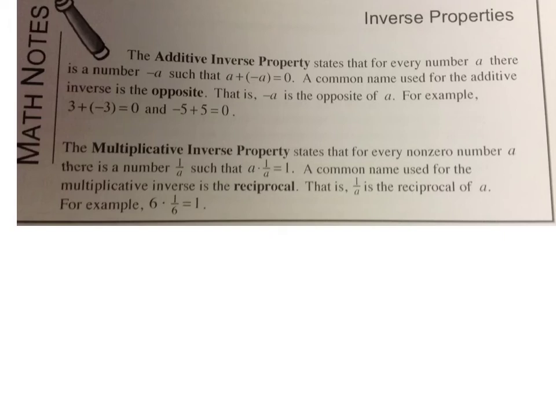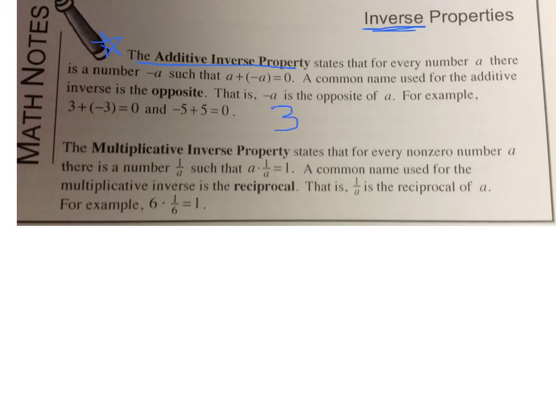The last two properties that we are going to be talking about are called inverse properties. If you hear the word inverse, another word for inverse is opposite. This first one is called the additive inverse property. Here's what it means. It states that for every number, there is an opposite number that you can add to it that will give you 0.